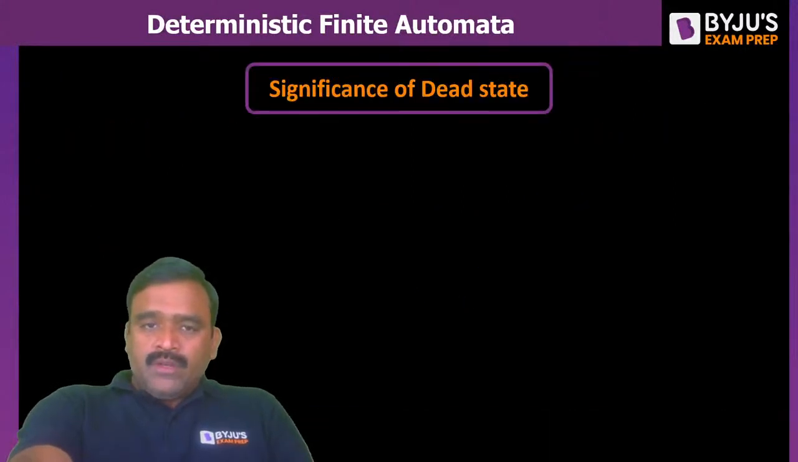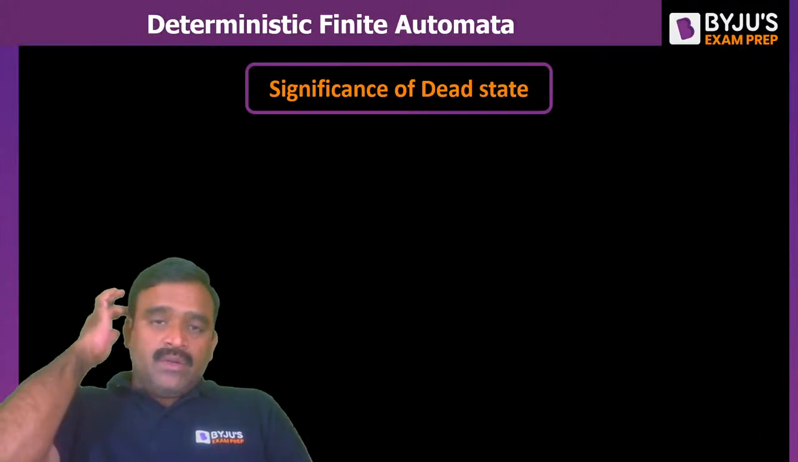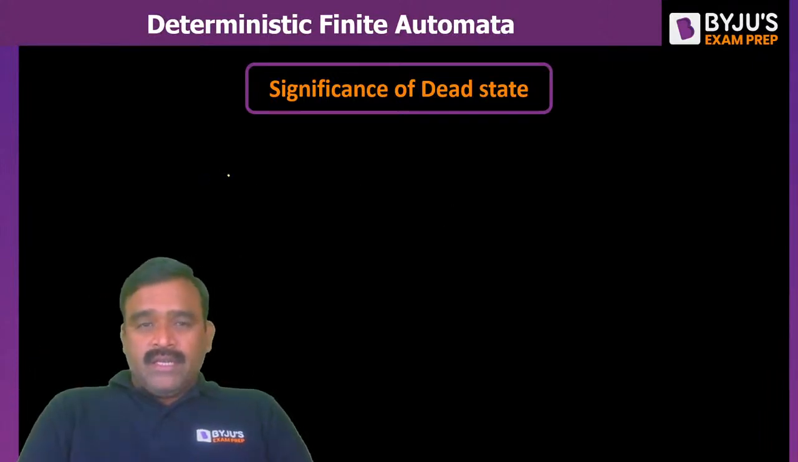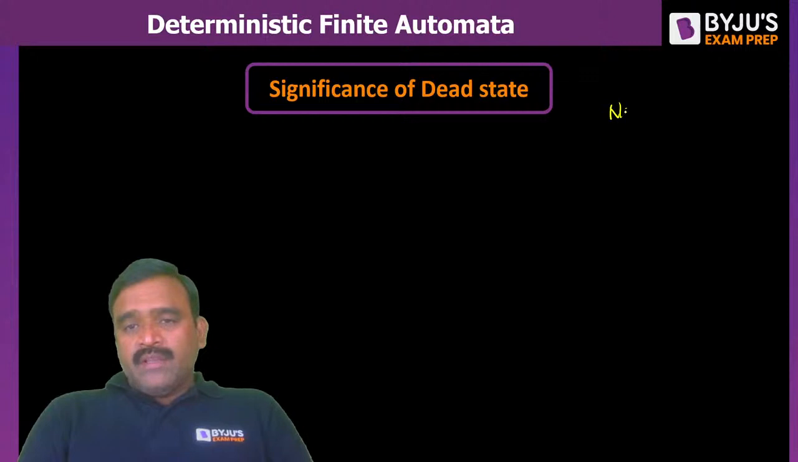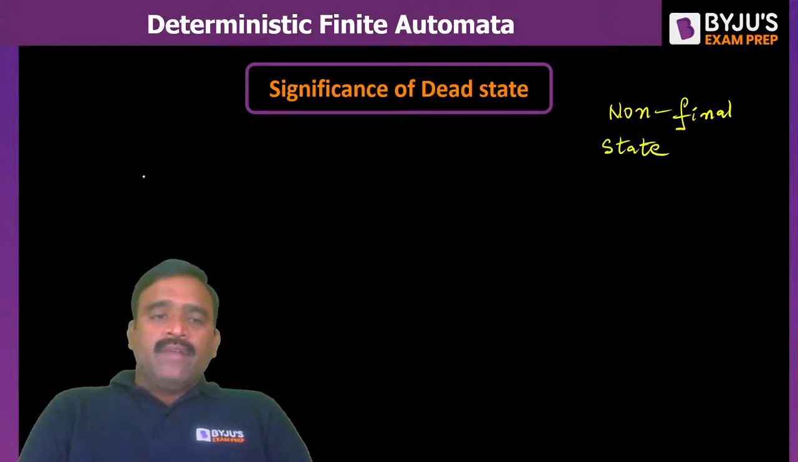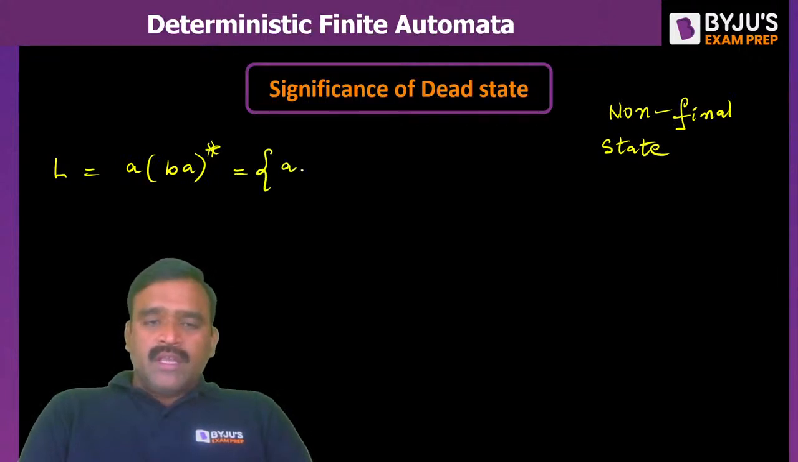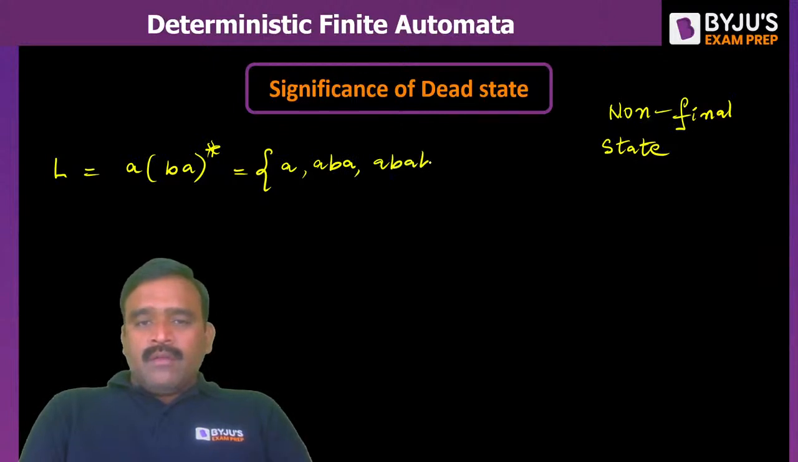Now coming to the significance of the dead state. Already I told you, a dead state is a non-final state, and it is there in some of the DFAs, not all the DFAs. It will have only missing transitions going to it. So I will tell you one example. Let us suppose the language is A(BA) whole star, for instance. These are strings starting with A. So we can have strings like A, ABA, ABABA, like this.